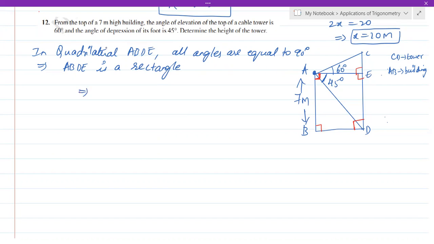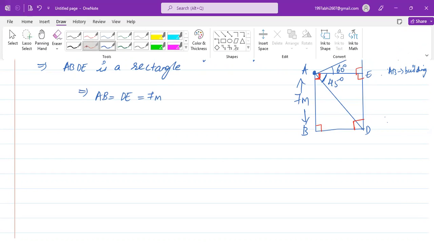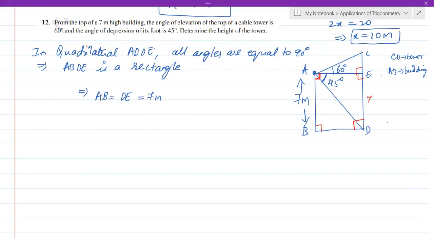So AB will be equal to DE. AB value is 7, so DE value will also become 7 meters. So we got the value of this. Let me write it in a different color because it was not given in the question. So this is 7 meters. That's what we have got.